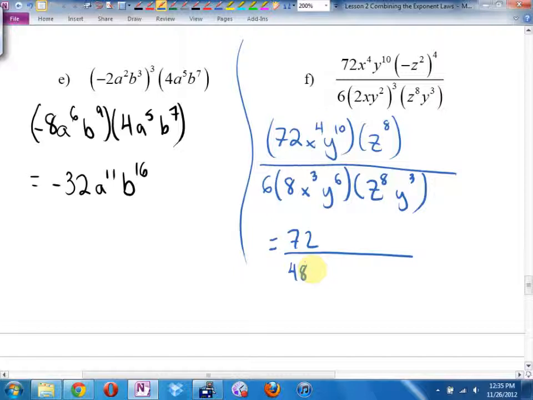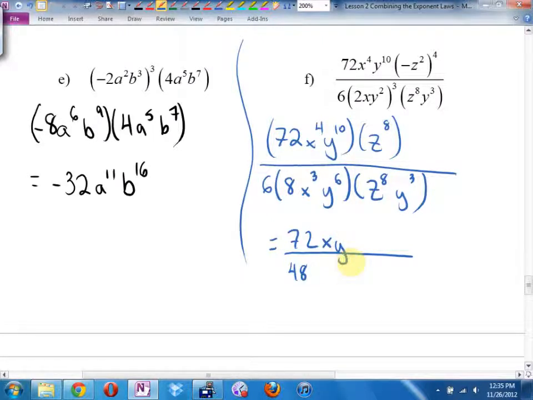How many x's on the top, grand total? 4. How many x's on the bottom, grand total? 3. How many x's will be left and where? How many y's on the top, grand total? 10. How many y's on the bottom, grand total? Careful. 9. 1 y left on top.